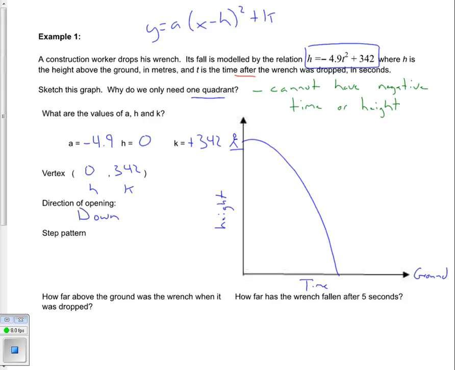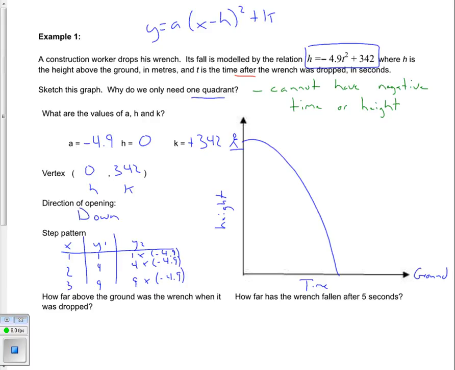We can also figure out the step pattern because we know the a value. For the step pattern, we use the x pieces 1, 2, 3, which give 1, 4, 9. You would multiply 1 times negative 4.9, 4 times negative 4.9, and 9 times negative 4.9. That's how you would get the step pattern.